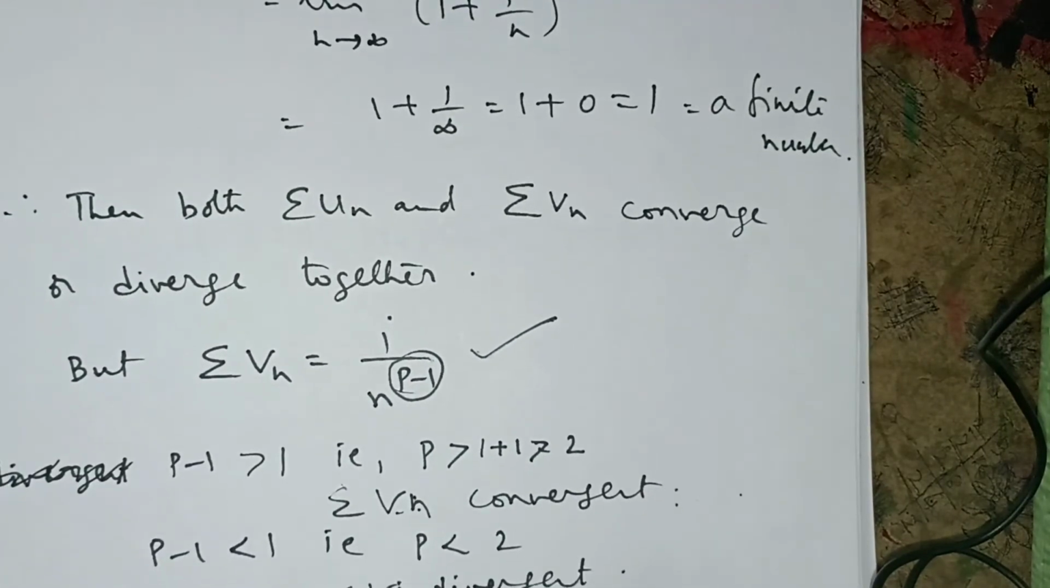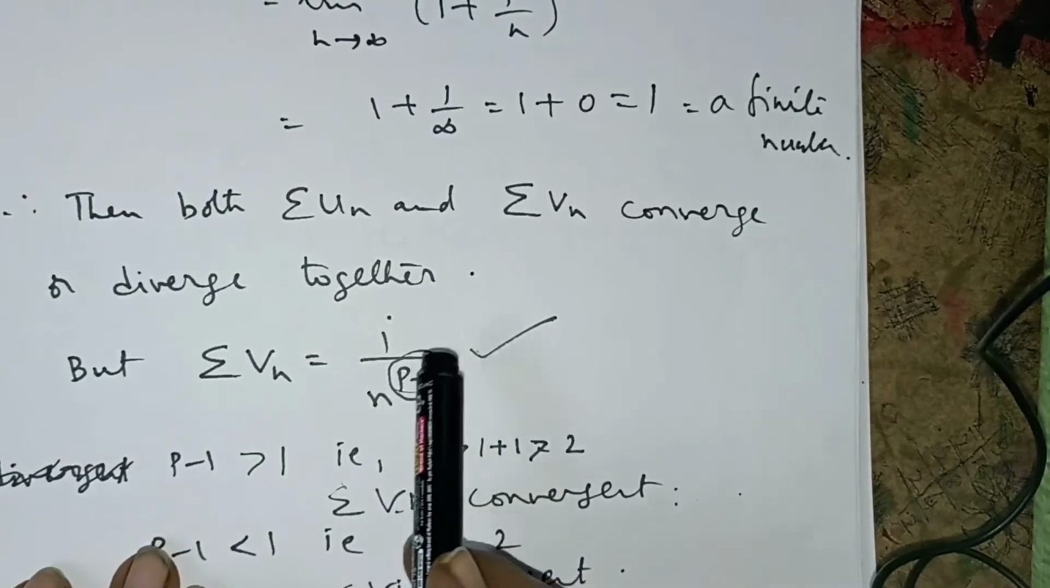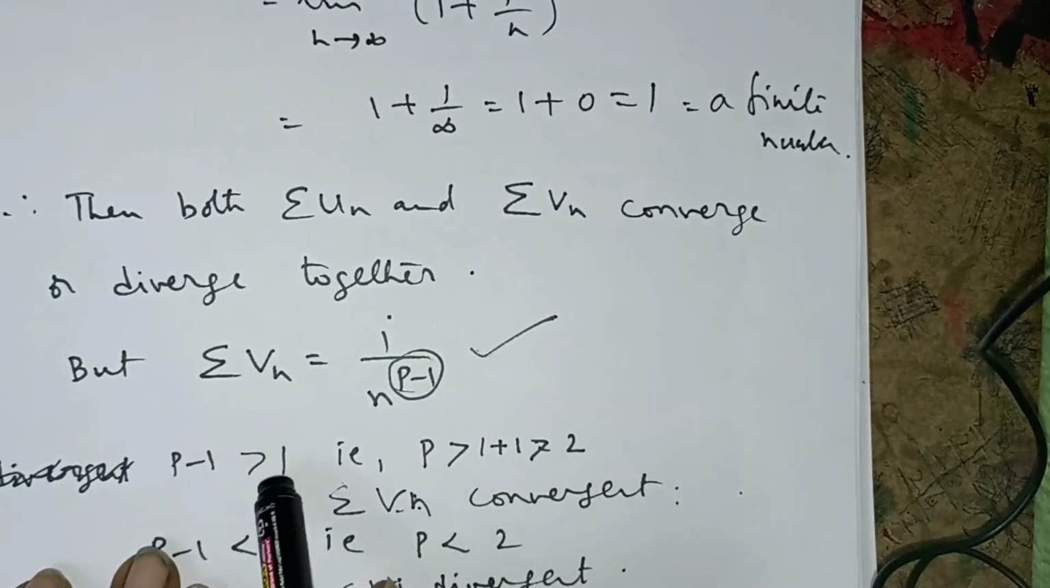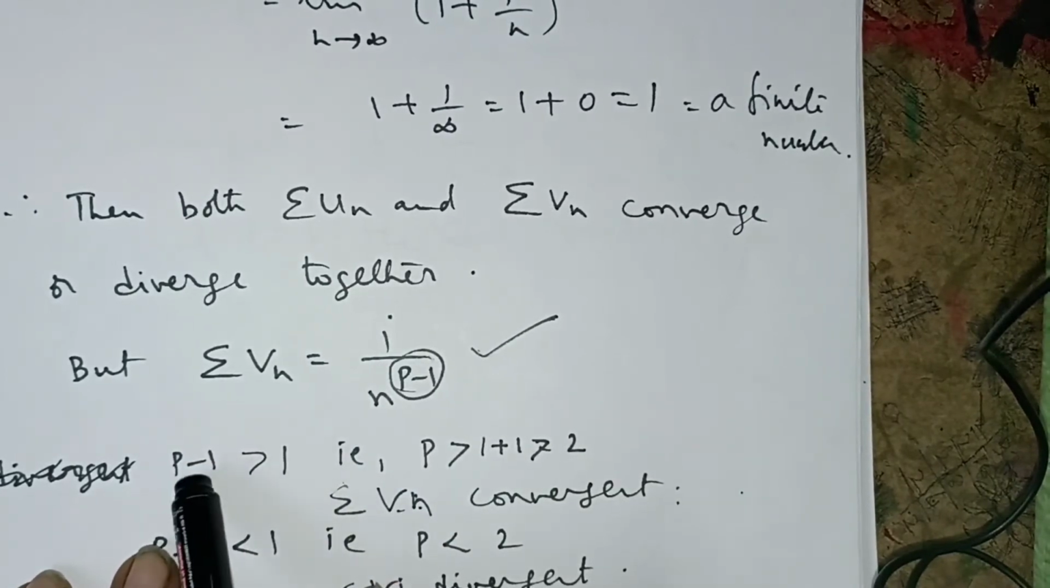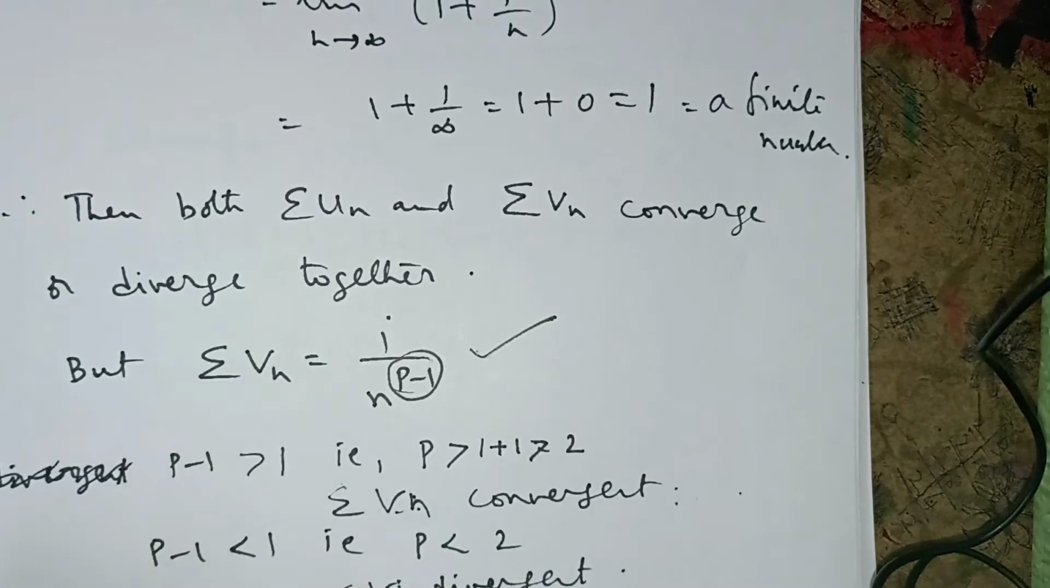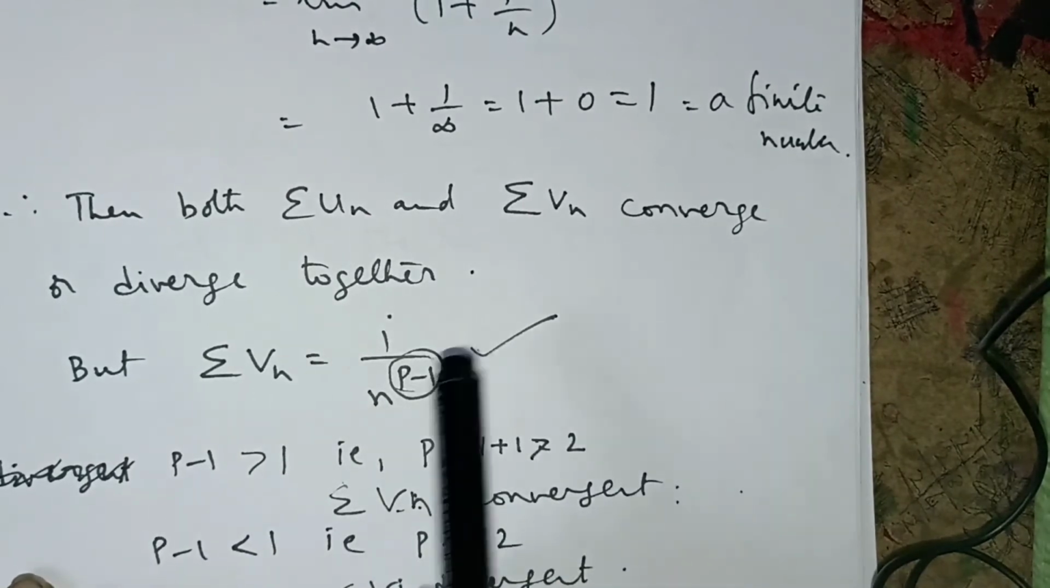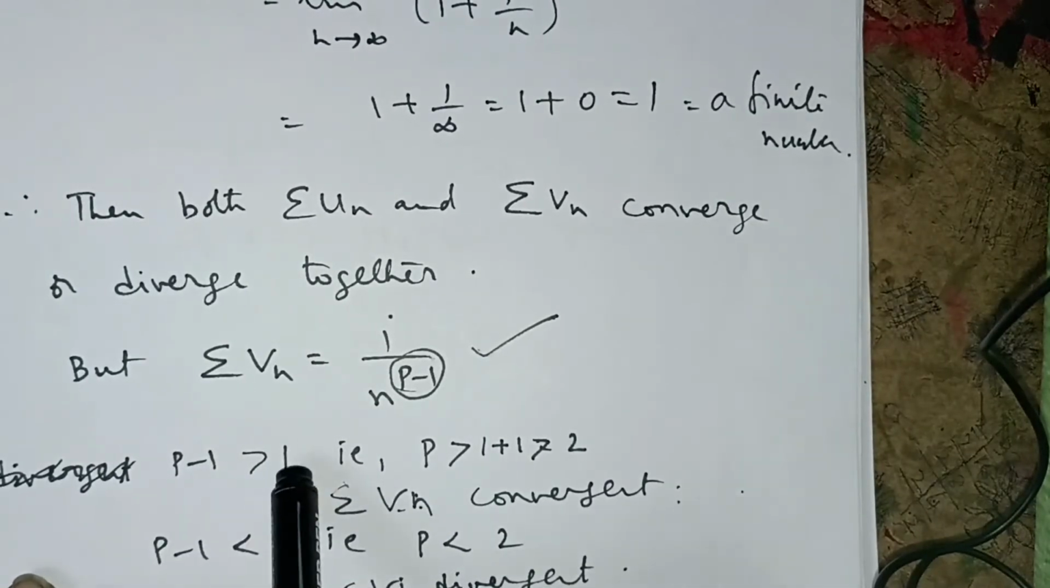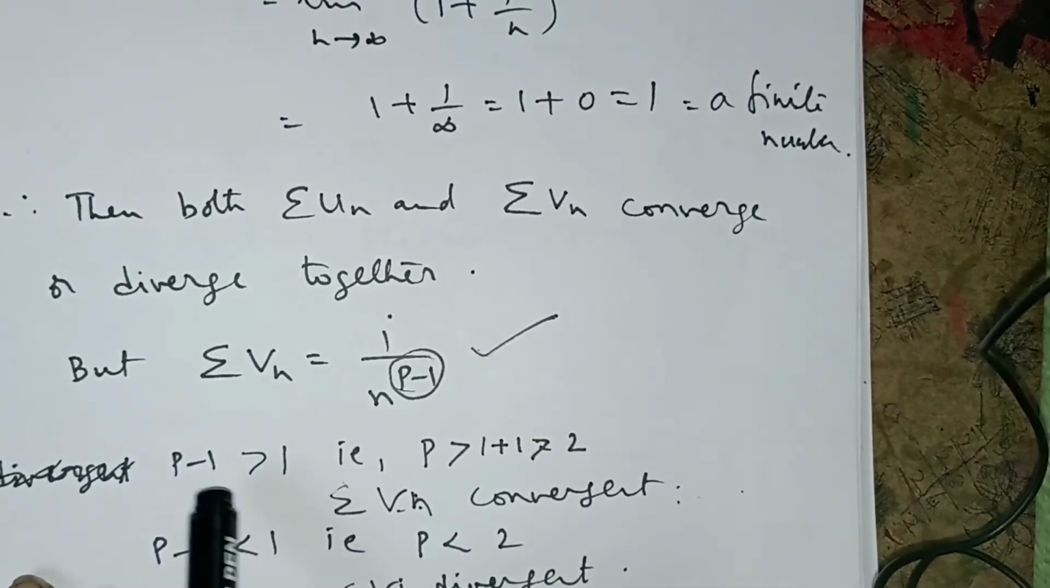If you take this as p, and this value is greater than 1, the given sigma vn converges, we know. If p minus 1 is greater than 1, if you send the 1 to that side, p is greater than 1 plus 1, which is greater than 2. That means when p is greater than 2, sigma vn is convergent.